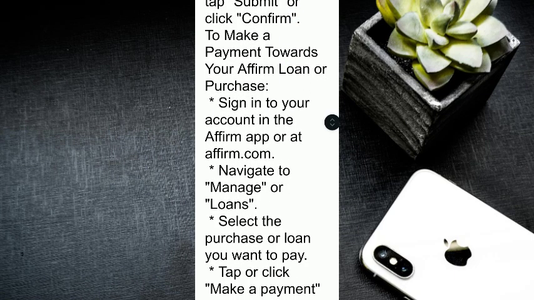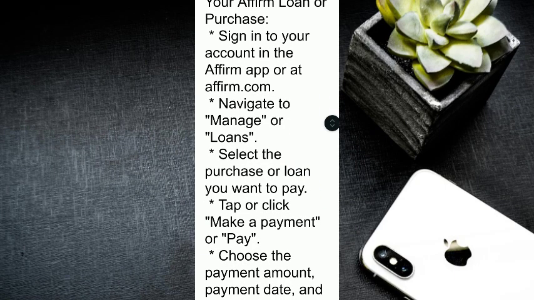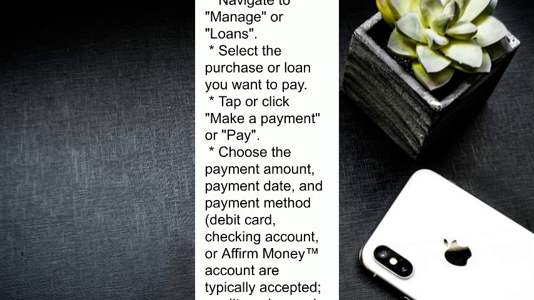Now, if you're making a payment towards your Affirm loan or purchase, what you do is sign into your account in the Affirm app or at affirm.com. Navigate to manage or loans. Select the purchase or loan you want to pay. Tap or click on make a payment or pay, depending on which appears.